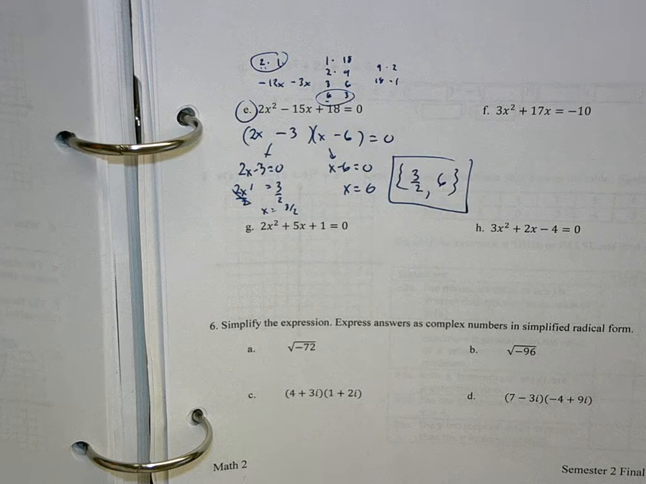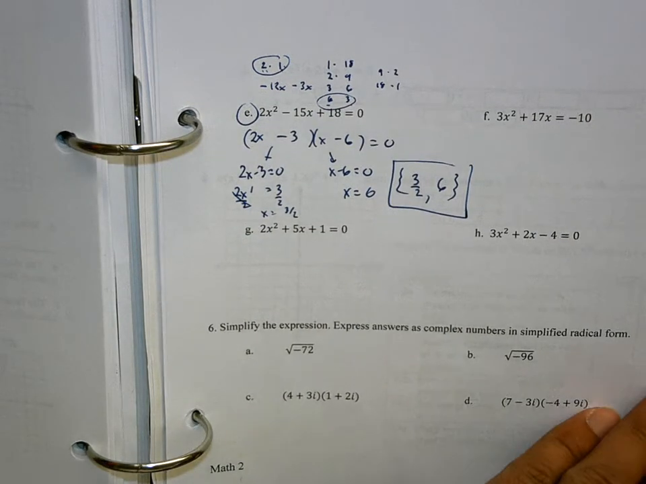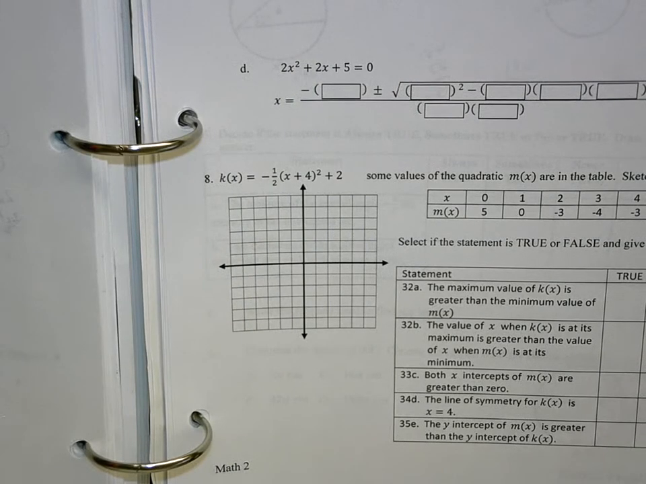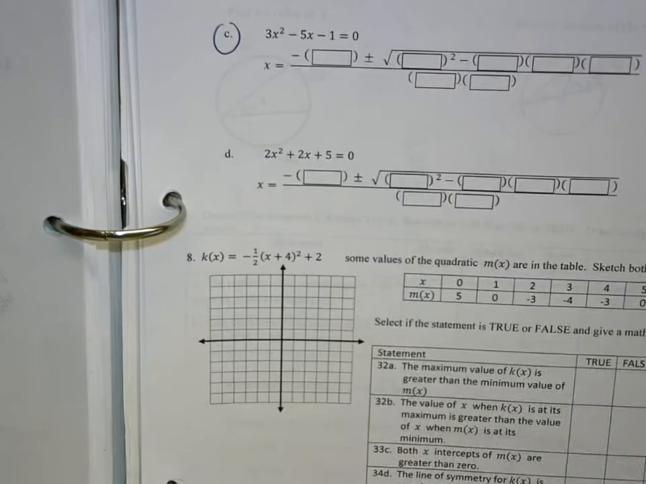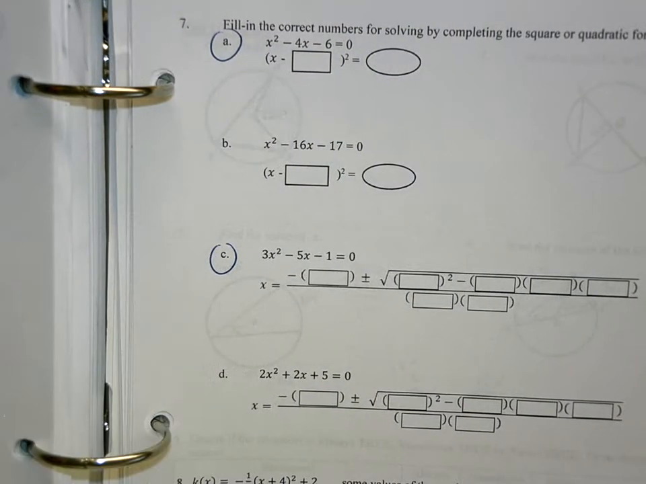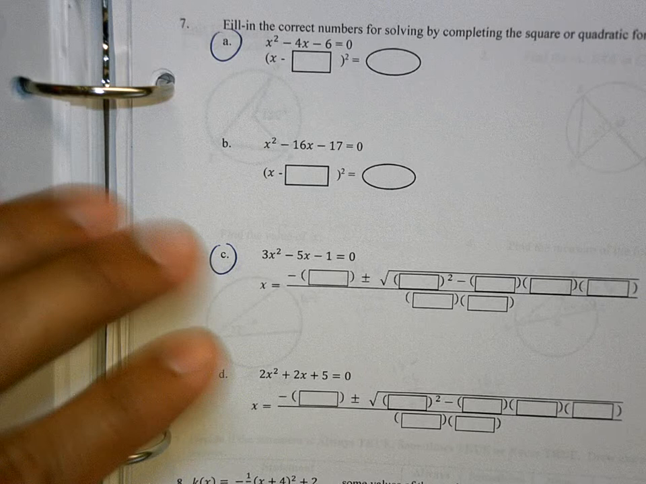You may need to review your factoring for the questions on section 5. The last two things I want to remind you are, on the last page near number 7, I want to remind you about completing the square and the quadratic formula. When you complete the square, we learned a lot of different steps. This is 7a.